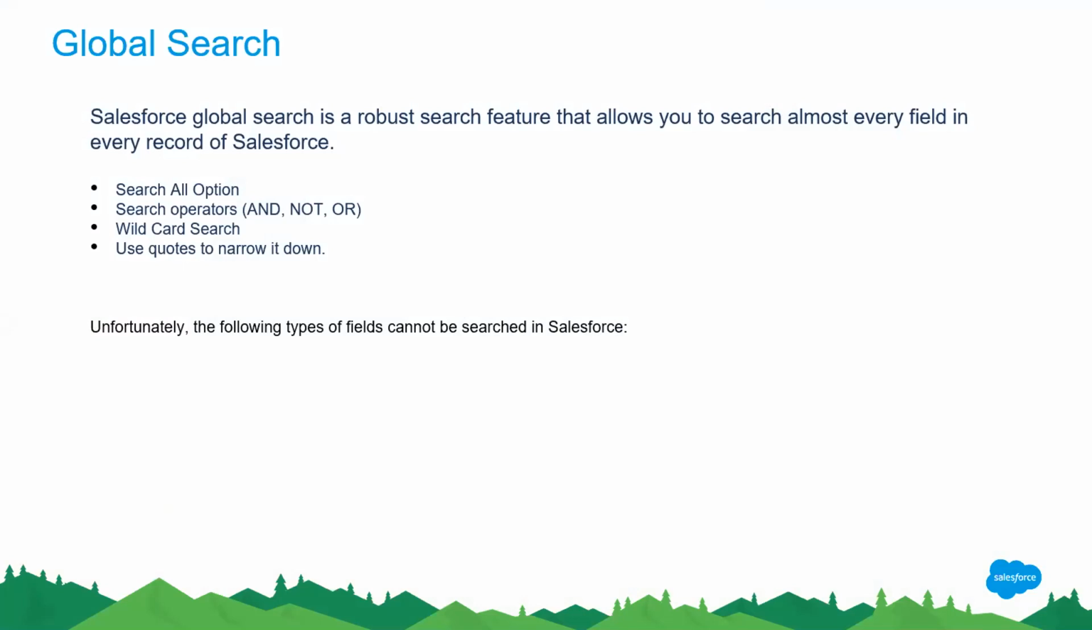Global search is one such functionality where you can give a keyword and search within all the Salesforce objects. You can use search operators like and, or, not. You can do wildcard search, and you can also use quotes to narrow down to unique search criteria. You can almost search any object, any field, and it is much faster.